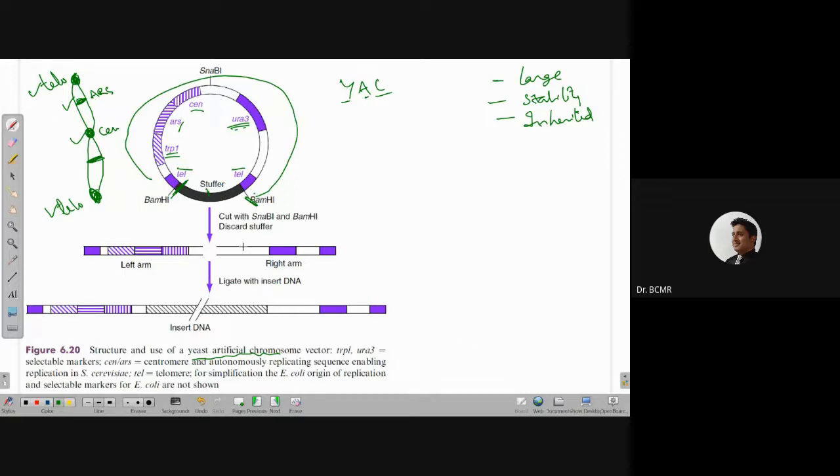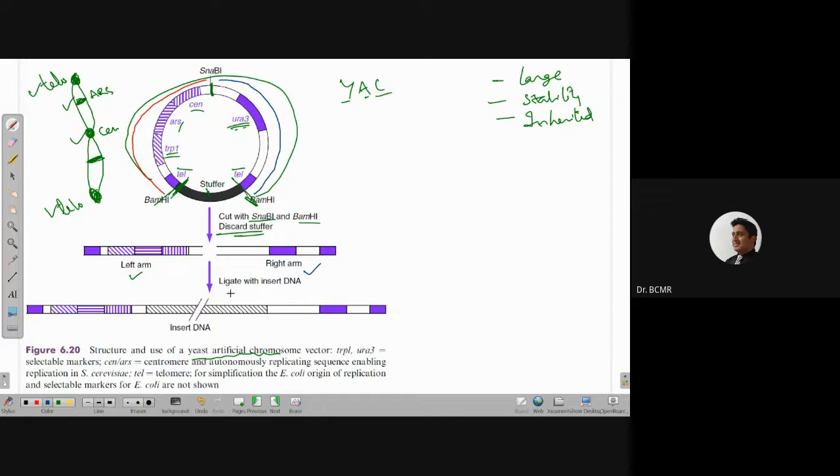selectable markers. So what they would have done is cut it with SnaBI and BamHI. BamHI would cut here and here, and SnaBI would cut here. So we are getting three different fragments. The stuffer is, of course, discarded. Then we are left with the left arm, starting from the BamHI site till the SnaBI. That is the left arm. The right arm is from SnaBI to BamHI. That is this right arm.